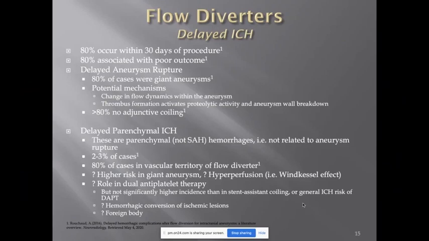And if you look at some of the case series when they analyze this, coiling wasn't necessarily associated with the delayed ruptures. Most were giant aneurysms, and most were in the anterior vascular territory. Personally, the delayed hemorrhages that I've had, which is two, were both parenchymal hemorrhages, not subarachnoid hemorrhages, and they were both with cavernous aneurysms. So I have my own speculation as to what that issue was.